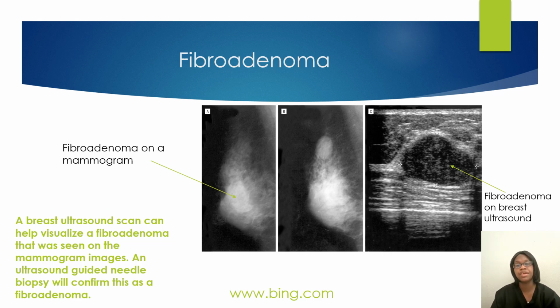You have your example of a fibroadenoma. A fibroadenoma and a cyst are very common. I see these all the time in mammo or in breast ultrasound.